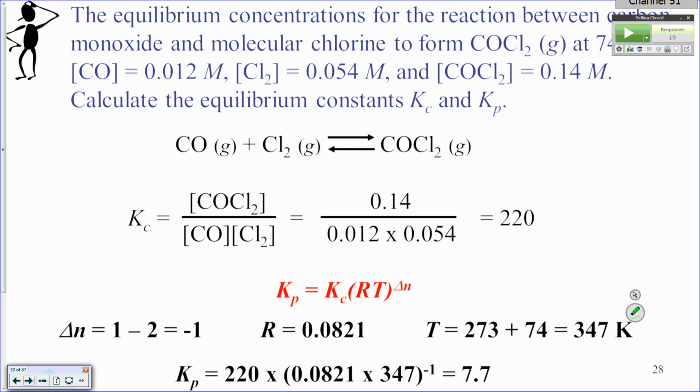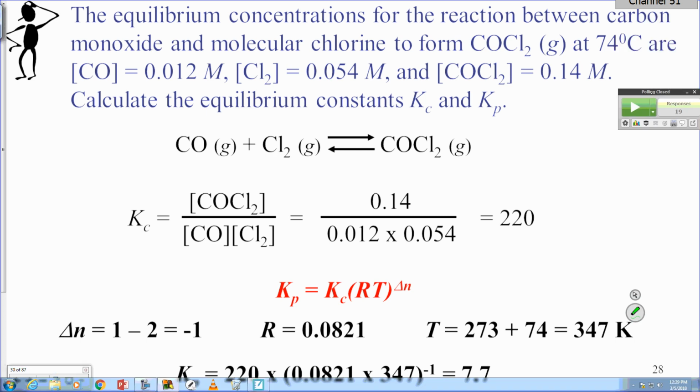All right, so the equilibrium concentration for carbon monoxide with molecular chlorine. So I've got carbon monoxide and molecular chlorine to form the product COCl2.